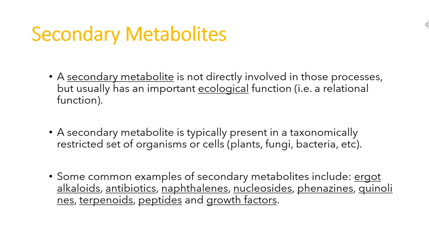As you can see, some of these can restrict predators, and here is a growth factor. Then terpenoids and alkaloids are also just for restricting some predators. So we have alkaloids, antibodies, naphthalenes, nucleosides, phenazines, quinolines, terpenoids, peptides, and growth factors. These are some examples of secondary metabolites.